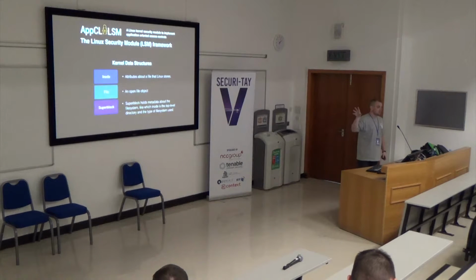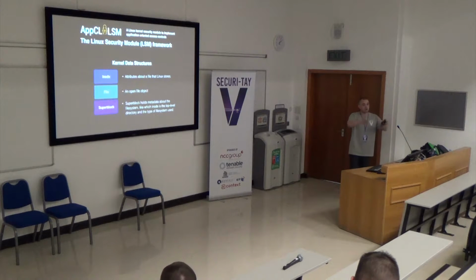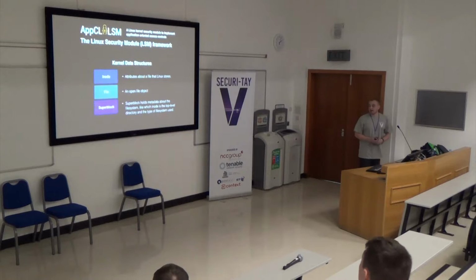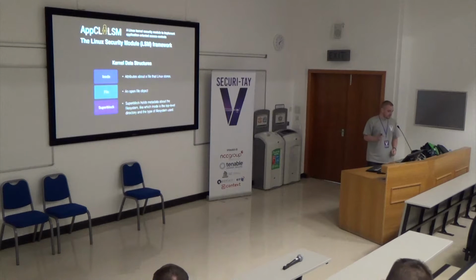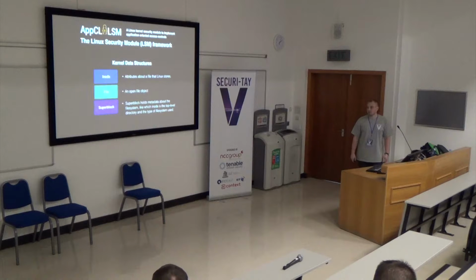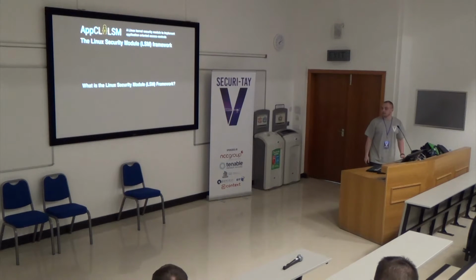A file data structure, a kernel data structure, is actually an open file object. So it's an inode on the disk, and when you go and open that file, there's then a file object for that inode as well. We've then got a superblock data structure that holds metadata for the file system. I'll be honest, there's a lot of stuff held in the superblock.